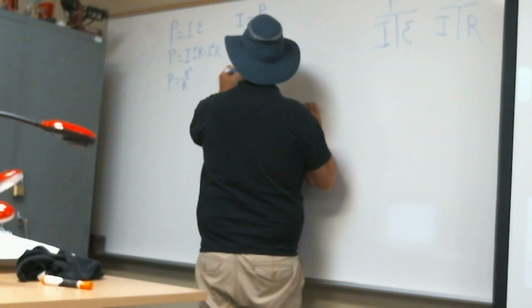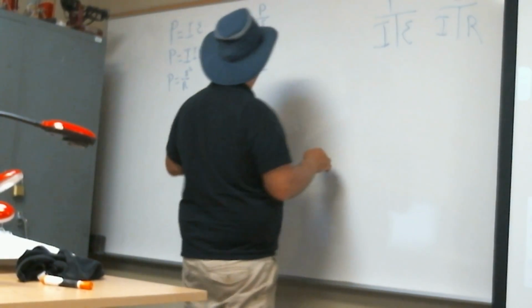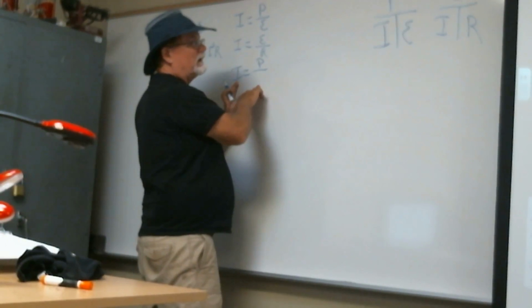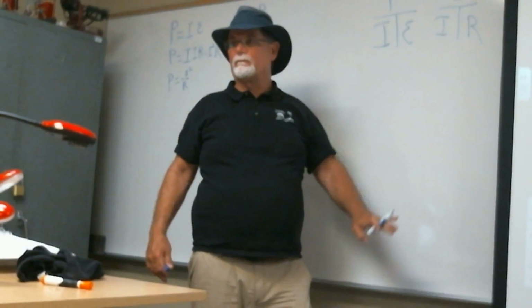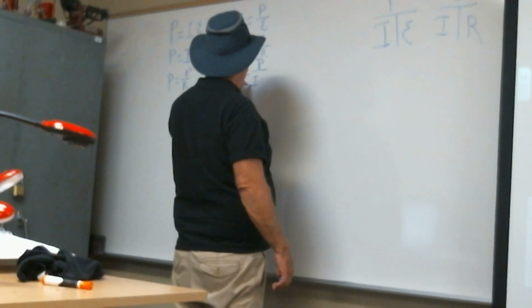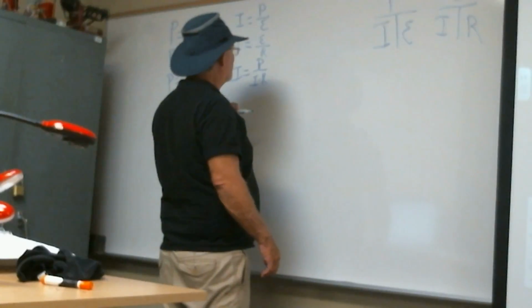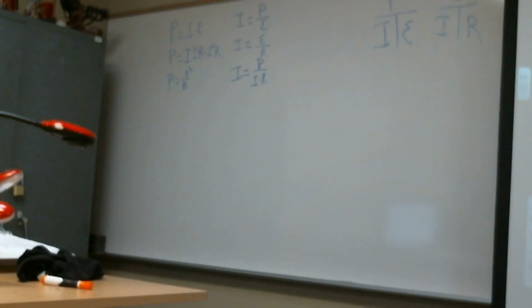Well, let's see. So we want P and we want R. So let's use what we did up here and say I equals P divided by, and then we'll have to replace E with another representation. Doesn't E equal I times R? Okay, so we can say P divided by I times R equals I. So now I got I on both sides of the equation, and I'm trying to solve for I, right?